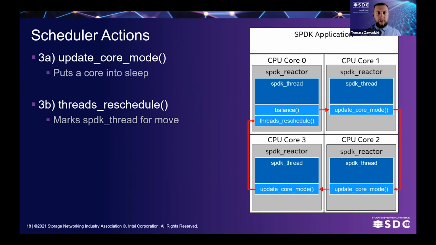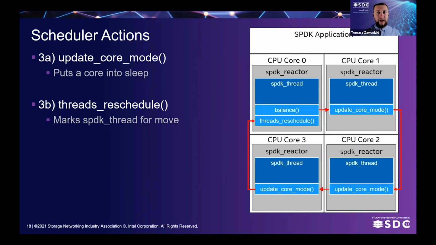And now the operation moves back to the event framework, where the output from the balance function, meaning the core info and thread info structures, are fed back into the event framework. So two actions are taken based on that data, on this balance output data: changing the core mode, meaning putting a core to sleep or waking it up. This action is performed on each core, depending on the output from the balance.